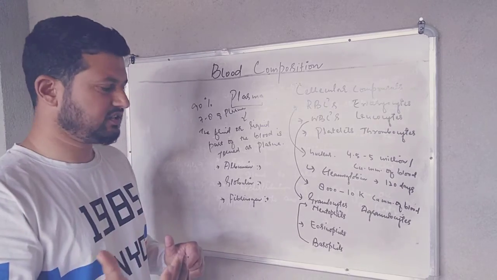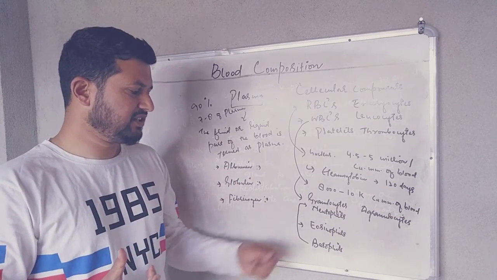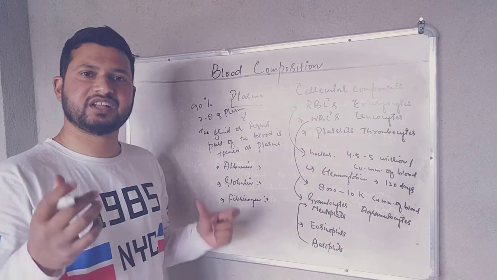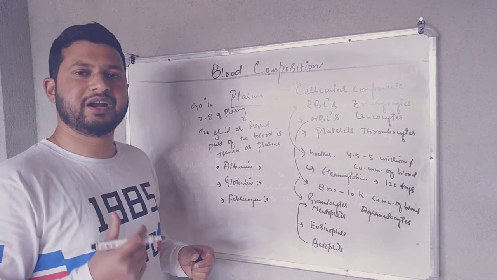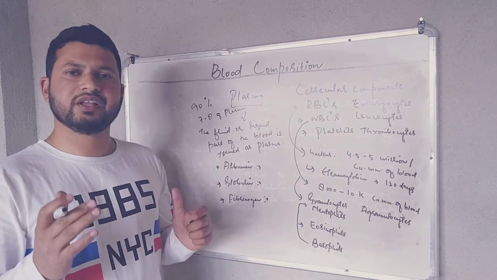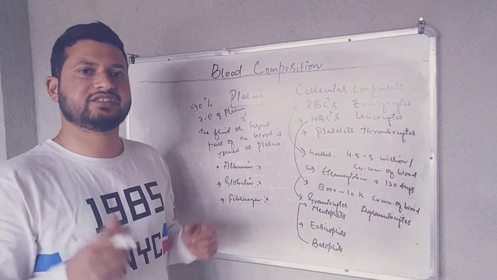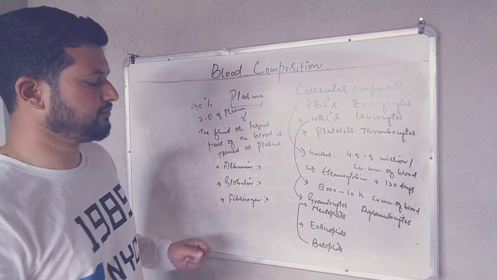These neutrophils help in the destruction of the bacteria, whereas these eosinophils help in the destruction of the inflammatory substances or allergic substances. And these basophils secrete a substance called heparin, which acts as the anticoagulant.